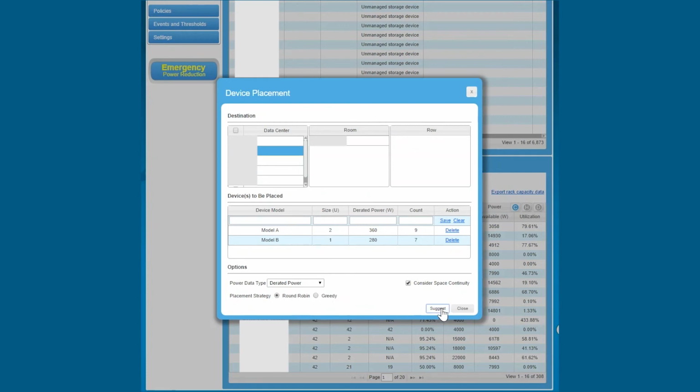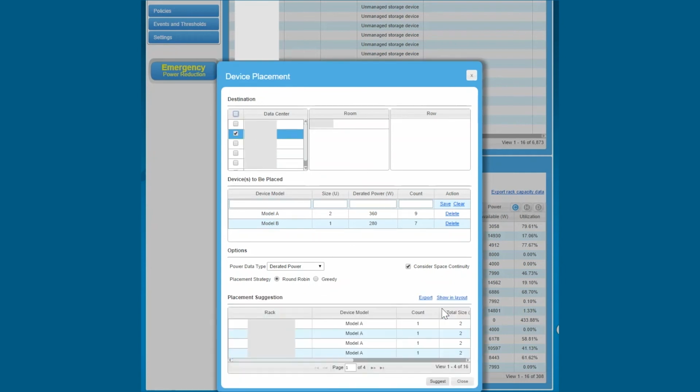The first one is round robin, and I will click suggest. And what round robin will do, it will evenly distribute these devices across the data center. So probably it will choose 16 racks and land one device in every rack. And this is exactly what happened, right? So we're seeing here that Intel DCM chose 16 racks and placed one server in every rack.